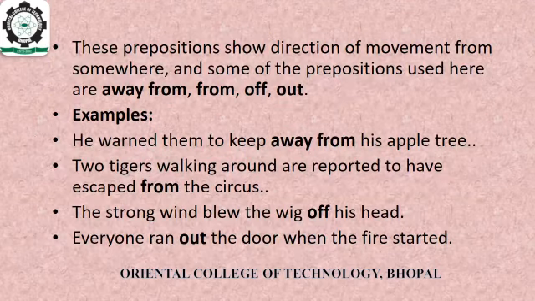These prepositions show direction of movement from somewhere, and some of the prepositions used here are away from, off, and out. Examples: he warned them to keep away from his apple tree. Two tigers walking around are reported to have escaped from the circus. The strong wind blew the wig off his head. Everyone ran out the door when the fire started.